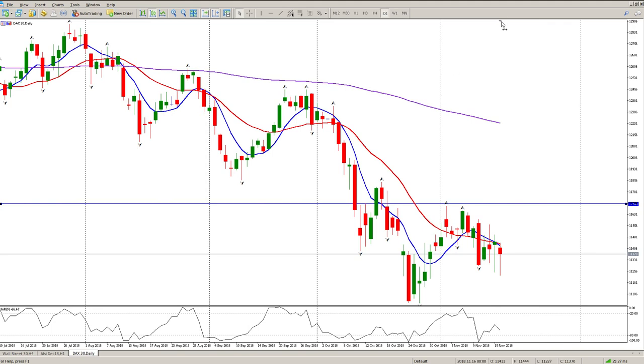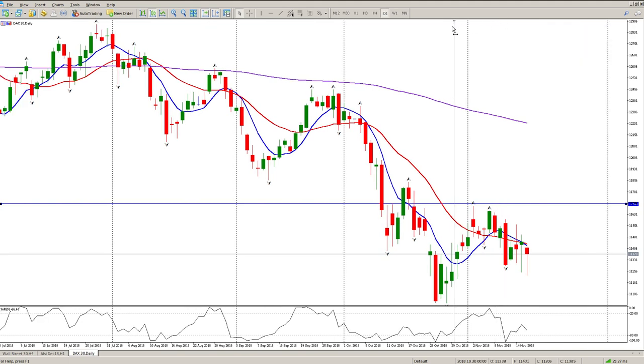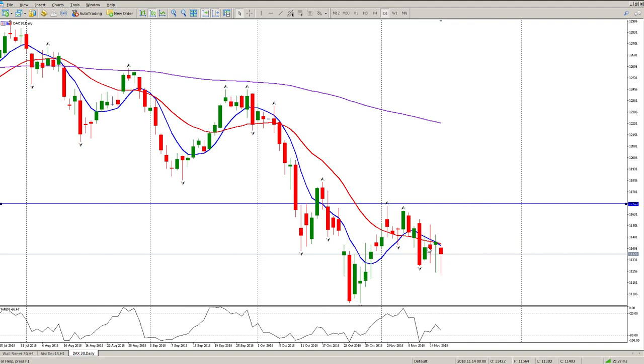What I don't like about this, though, just move this across, is these tails. We've got a number of tails here, tails to top, tails to bottom, a lot of indecision. We have had a crossover of the moving averages as well, which also leads us to believe that this could very well be some kind of, how do I put it, consolidation. You've got this inside bar, you've got indecision, you've got a pin bar, you've got another pin bar.